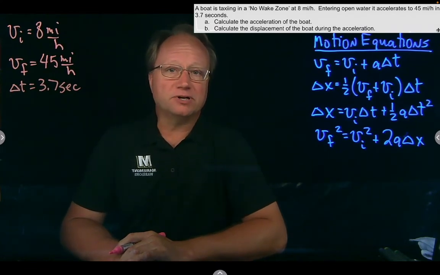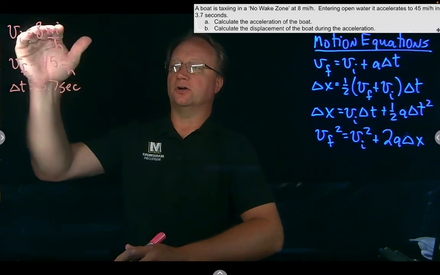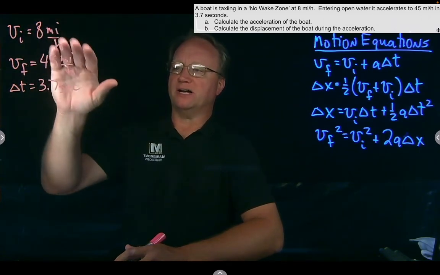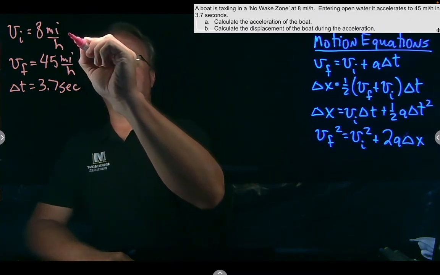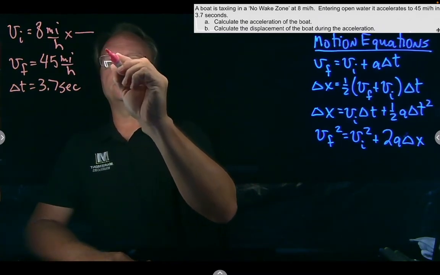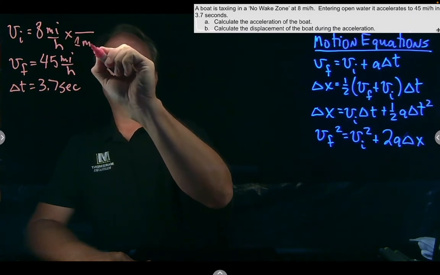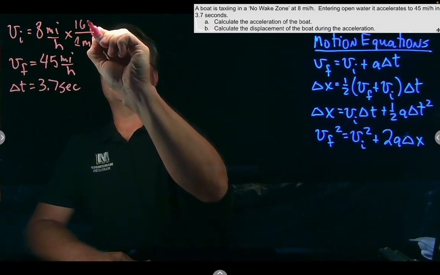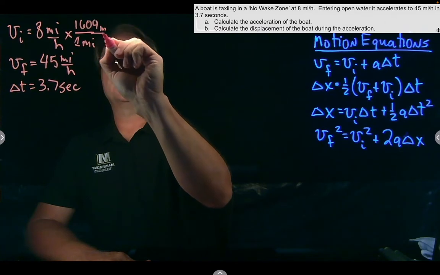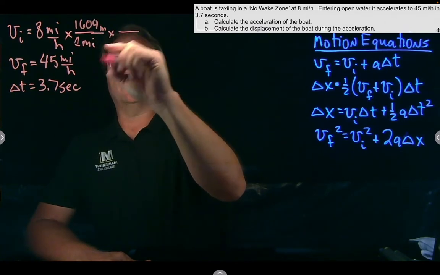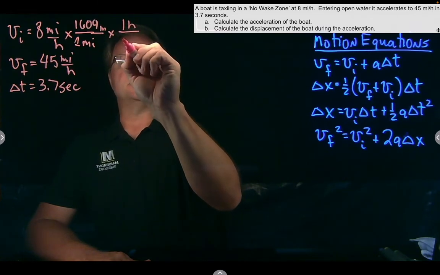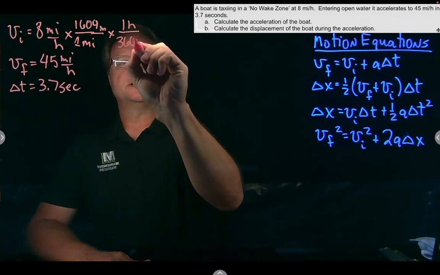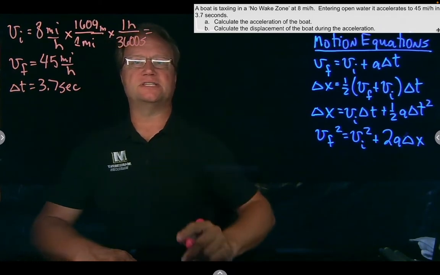In part A, we want to calculate the acceleration of the boat. Now, notice our units don't agree. We're in miles per hour and we're in seconds. So I'm going to convert our mile per hour values into meters per second. 1 mile we know is 1,609 meters. Hours are on the bottom, so hours go on the top of our fraction. 60 minutes and 60 seconds, so that's 3,600 seconds.